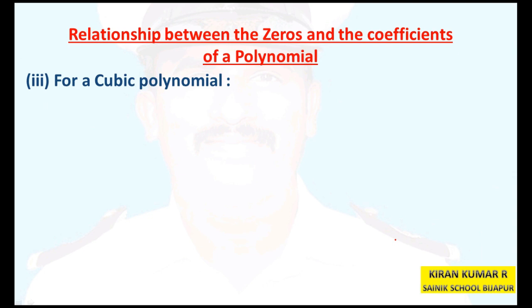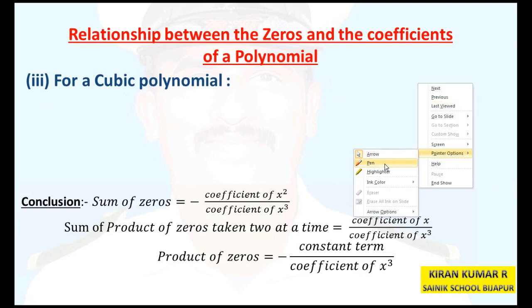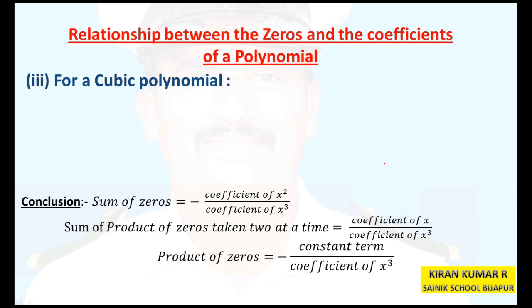So what can we conclude? We can conclude that the sum of zeros is minus coefficient of x square by coefficient of x cube. Sum of product of zeros taken two at a time is coefficient of x by coefficient of x cube, and the product of zeros is minus constant term by coefficient of x cube.